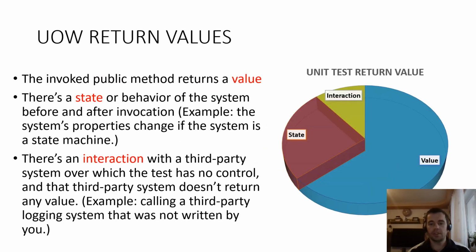Here we see a chart, where most of the time we check a value which is returned from a unit of work. Then we can check a state, for example, in the case of a state machine where system properties change, or an interaction. This is not so often used, but it happens in the case of third-party control systems, for example, when we don't have control over what it is returning. So we test that something was called in that third-party component.